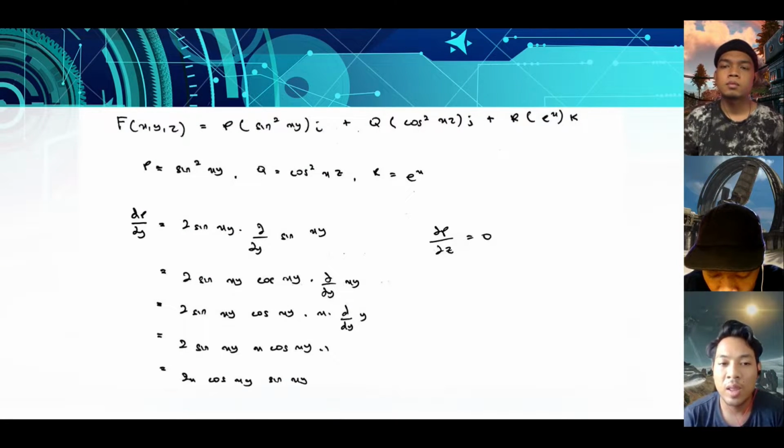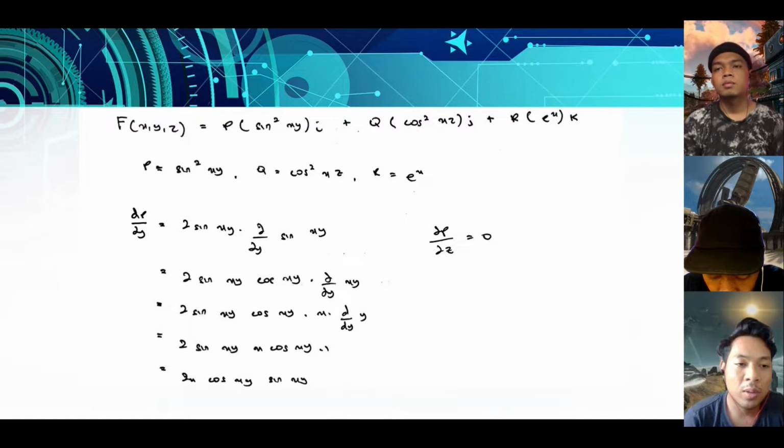Thank you. Assalamualaikum, my name is Muhammad Farhan bin Muhammad Faisal, and my matric number is B0120121179. For this question, we have F(x, y, z) equal to P sine power of 2 xy i plus Q cos power of 2 xz j and R e to the power of x k.